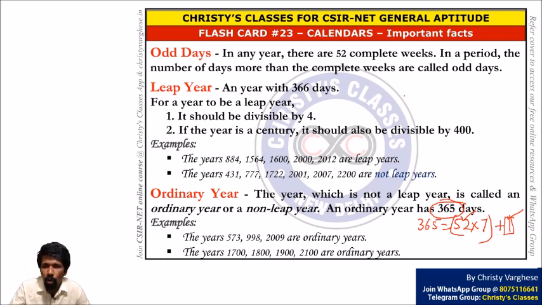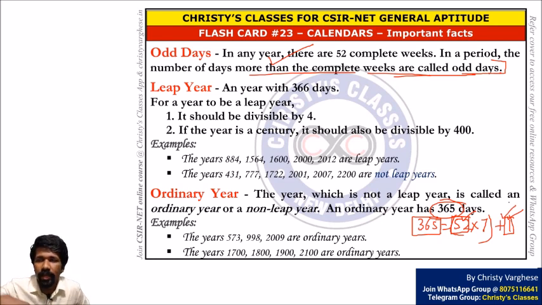That day is called an odd day. The definition of odd day is given because in some other questions we need this. Odd days are the number of days more than the complete weeks. In a normal year of 365 days, 52 complete weeks will be there and 1 day extra. That 1 day is called an odd day.